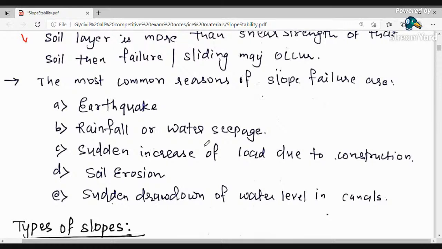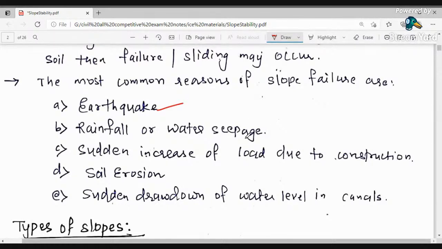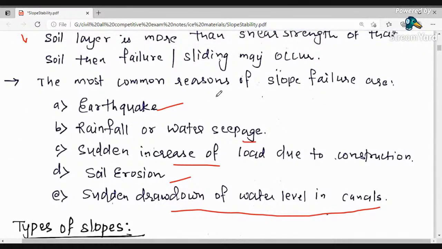So we have several factors, right: earthquake, then rainfall or water seepage, then sudden increase of load due to construction, soil erosion, and sudden drawdown of water level in canals. These are the basic reasons. Earthquake means the soil particles vibrate. When an earthquake occurs, soil particles try to vibrate, and as soon as that vibration happens, the shear strength becomes decreased. That's why an earthquake may cause slope failure.